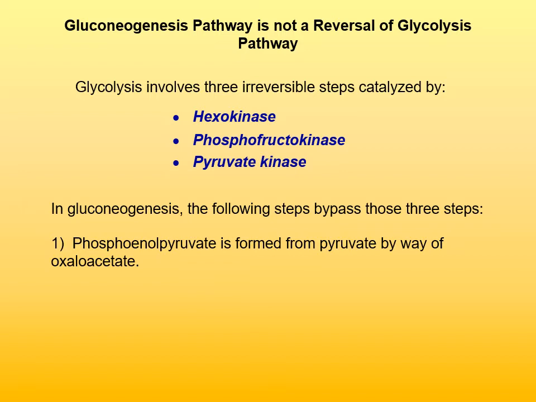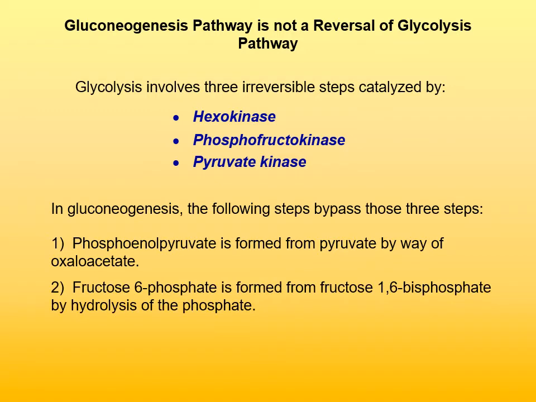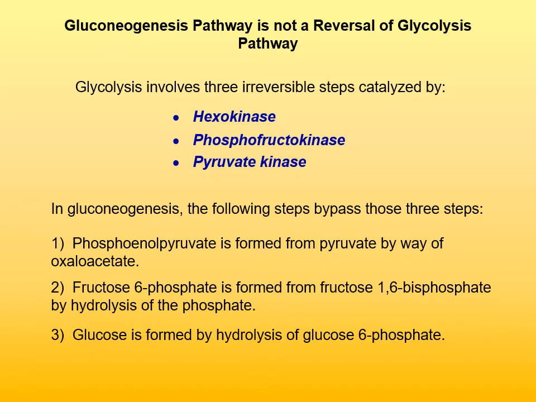Phosphoenolpyruvate is formed from pyruvate by way of oxaloacetate, a new intermediate. Fructose 6-phosphate is formed from fructose 1,6-bisphosphate by hydrolysis of the phosphate. And finally, glucose is formed by hydrolysis of glucose 6-phosphate.